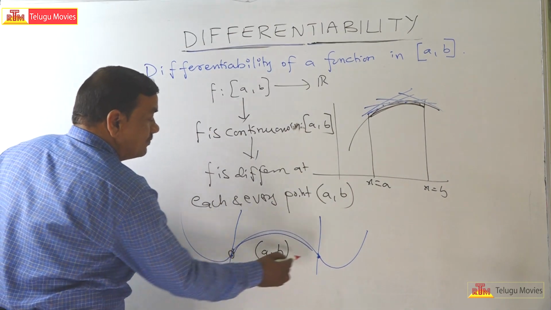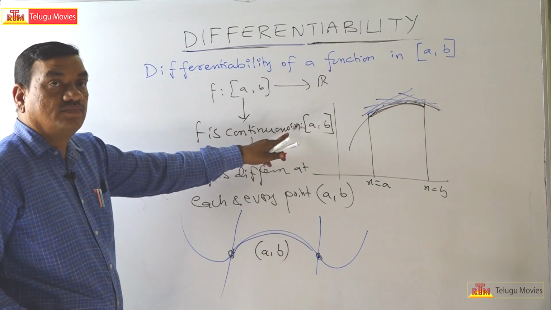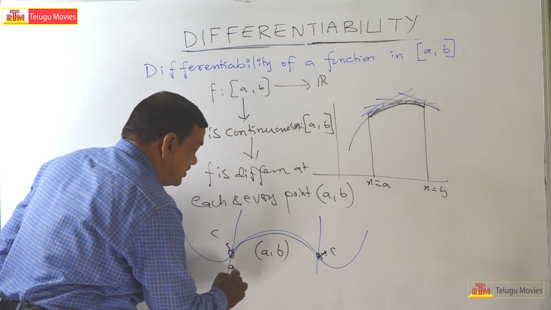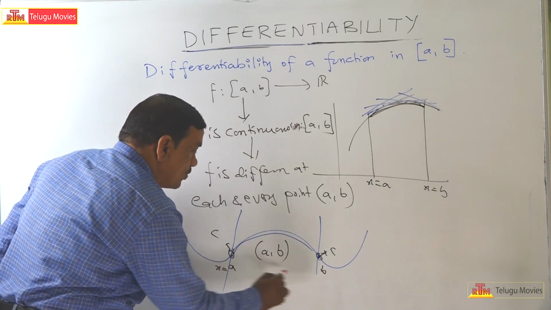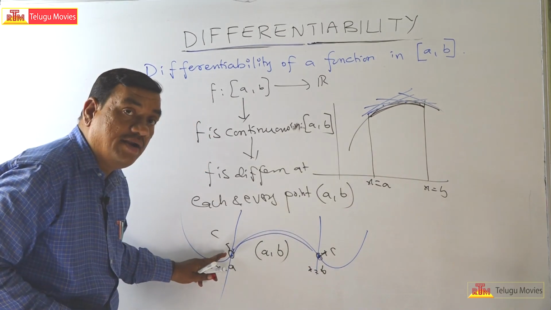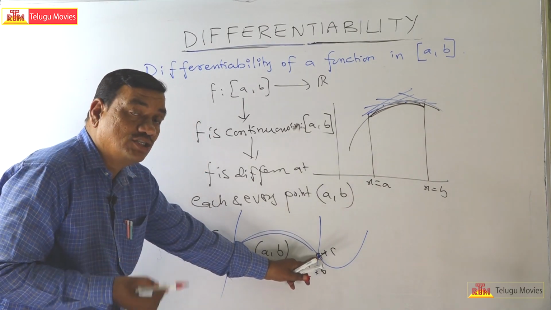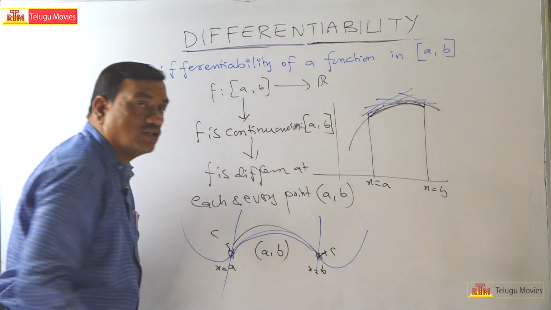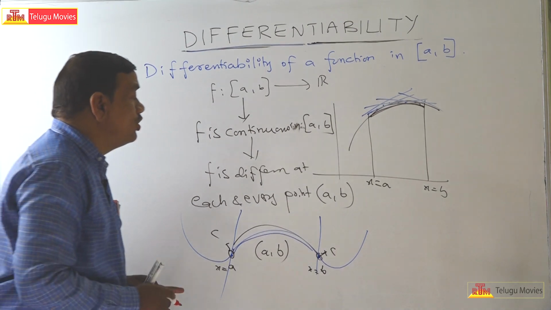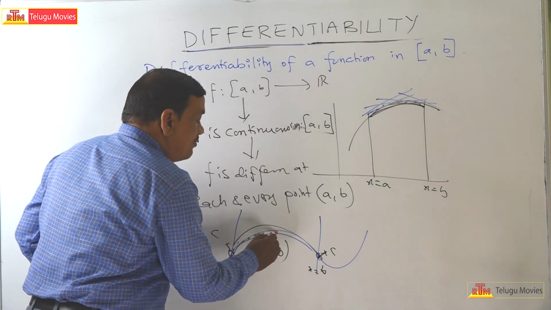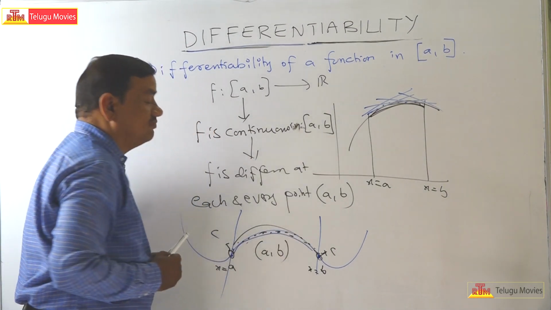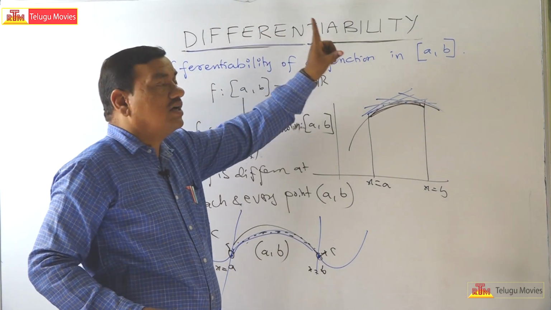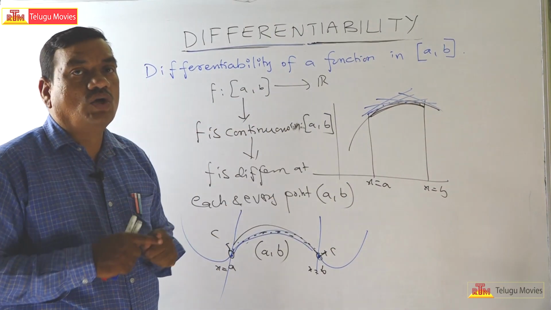That means the function should be continuous here, and here also, at the end points x = a and x = b. Of course, in total it should be continuous, and it should be differentiable at each and every point in this interval. Then only is the function differentiable in the closed interval [a, b].